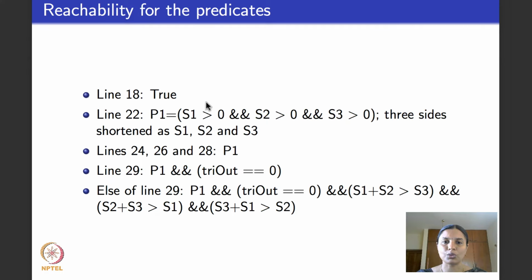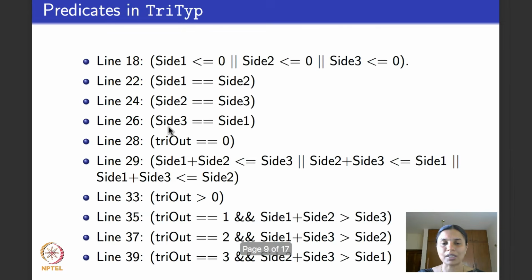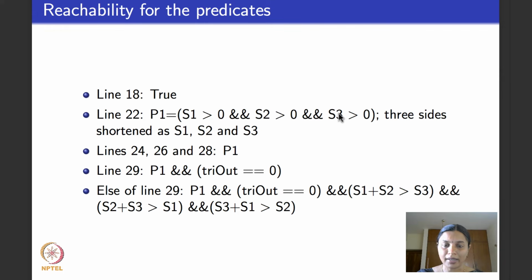It says in line 22, for me to be able to reach it, I must give side 1 greater than 0. I have abbreviated side 1 as S1, just to make it fit neatly into a slide. Similarly, side 2 is abbreviated as S2, and side 3 is abbreviated as S3. And this whole thing, we've called P1. This is a new notation that I'm introducing now, so that I could write P1 here for the reachability of predicates in lines 24, 26 and 28. So lines 24, 26 and 28, each of these predicates can be reached provided the values of all three sides of the triangle are greater than 0.